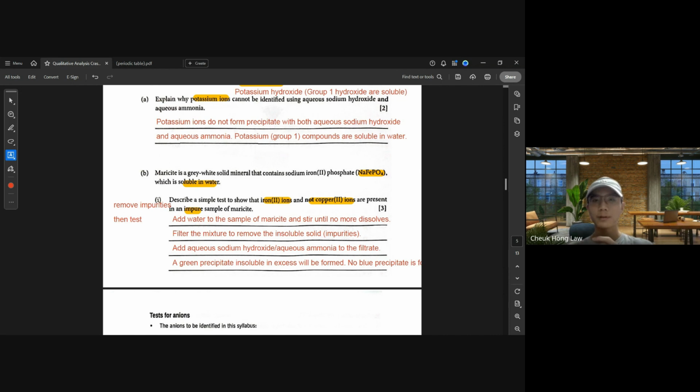And what will happen? How will you prove that iron 2 ions are present? There will be a green precipitate. Okay, a green precipitate insoluble in excess will be formed. This proves that there is presence of iron 2 ions. And the question also asks iron 2 ions and not copper 2 ions. So we have to say no blue precipitate will be formed. Okay.